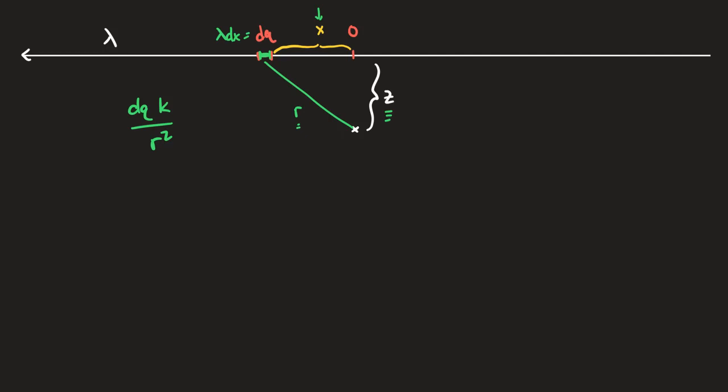If I bring those pieces together, I can write lambda dx times k over what looks like z squared plus x squared. Now that works pretty good, except that, do you realize we're going to need to deal with the angle here too?